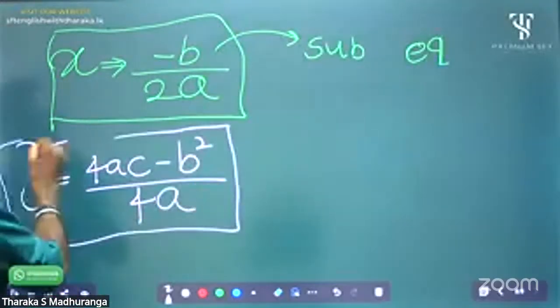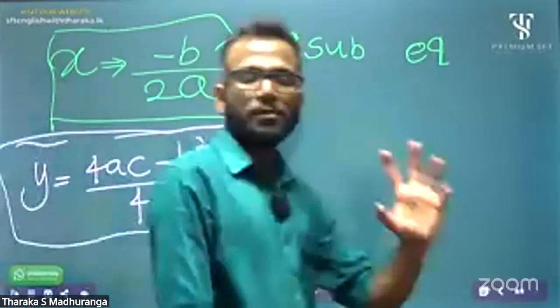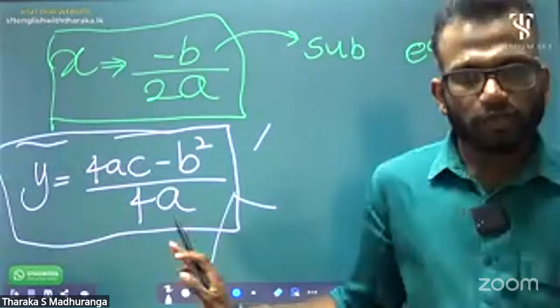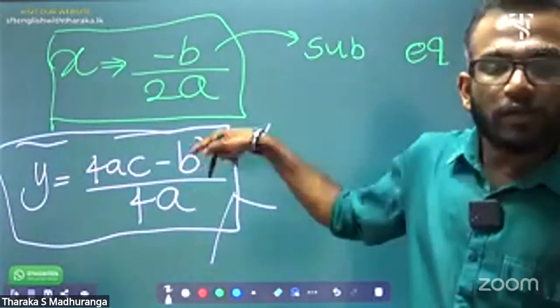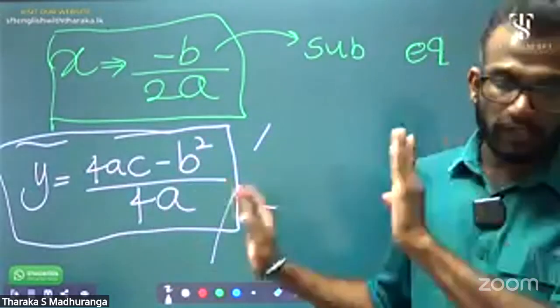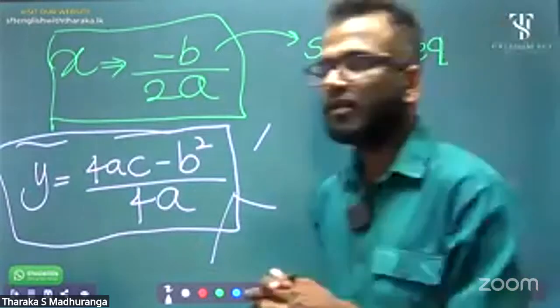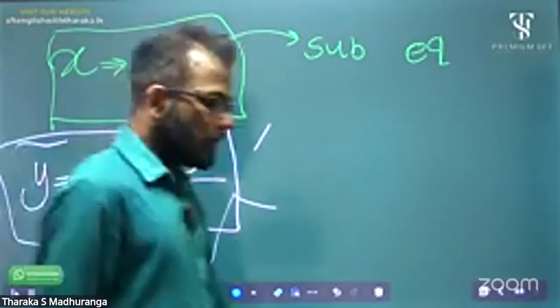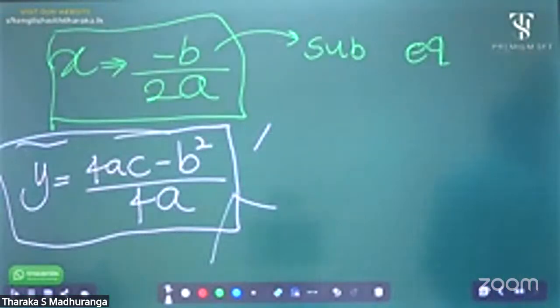Please note down these equations. Very important. Without this equation also you can calculate, no issue. But if you remember this equation, it will be easy. Same thing, both equations are correct. Any doubt up to now? Now you can calculate the turning point coordinates of any quadratic function.